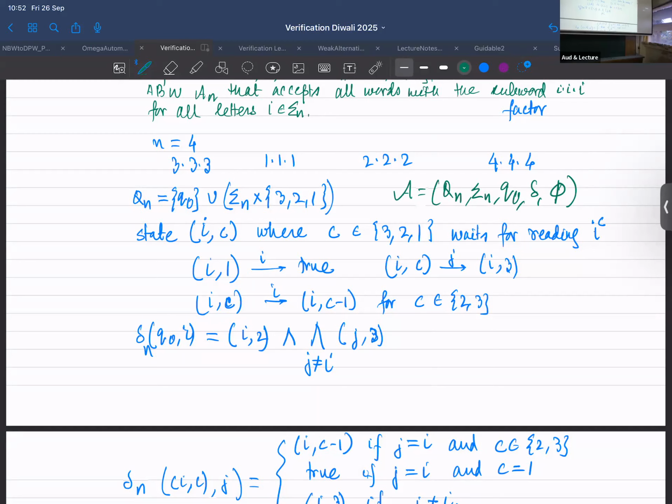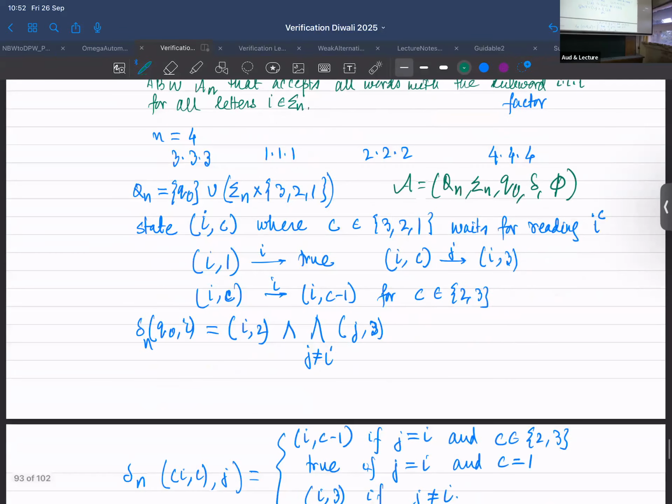So, for example, if there is a word which is not there in the language, and you have a run corresponding to that, let's say I just have something like 1 2 omega, something like this. And now what will happen corresponding to that? So how will the run tree look?